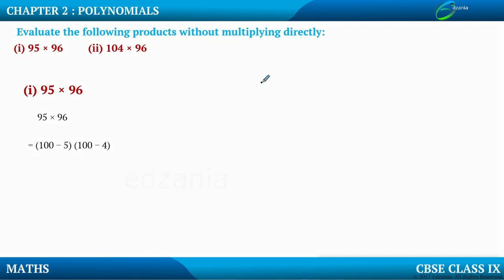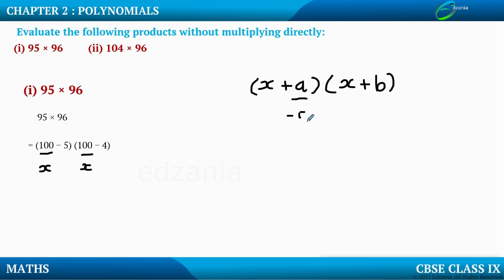Now recall the identity again. We know that there is an identity x plus a into x plus b. This first number is fixed. So you can see that clearly 100 is the first number, so 100 is like your x, and there are two numbers, a and b. Though it is plus a over here, a is minus 5 in this case. So a is minus 5 and b is minus 4.